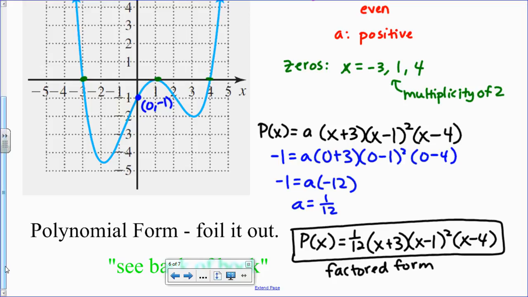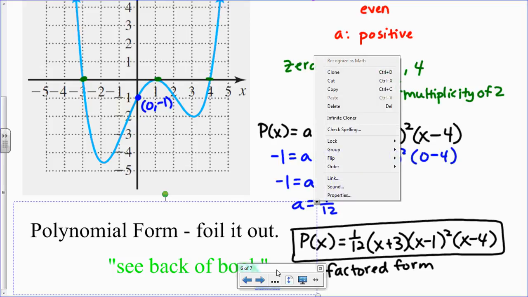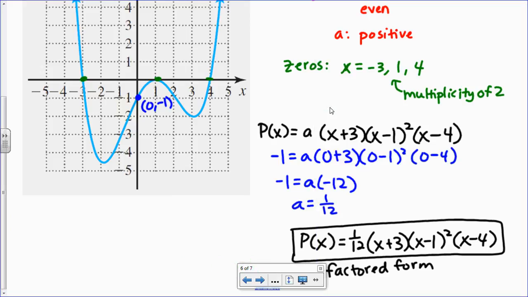For polynomial form, that's standard form, and you just have to multiply it all out. We won't do that. I will give you what the answer is, but we're not going to take the time to do that. Just a note that when you do it, wait to distribute the 1/12 till the end. So do all of this multiplying first, and then distribute the 1/12. It'll just make things easier to wait, because then you won't have that ugly fraction. So this says see back of book, but this is an even problem, so I will go ahead and just give you that answer.